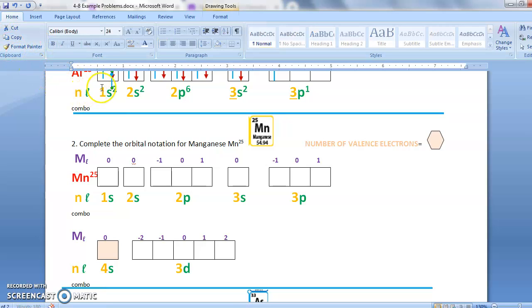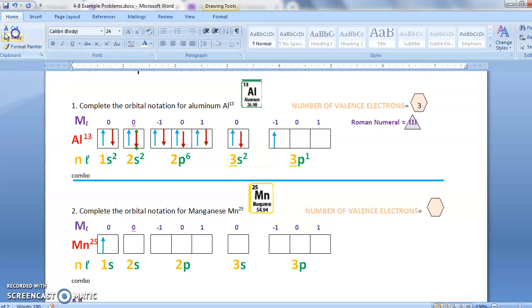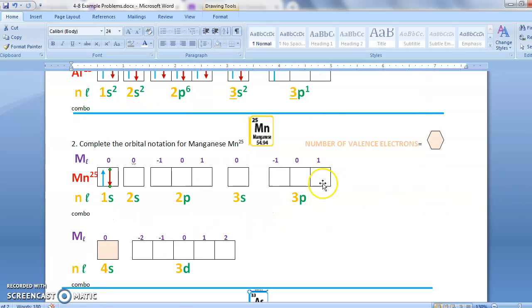So let's begin placing electrons. I start filling according to Aufbau, the lowest level first. I'm going to put 2 in the 1s. It's full. Aufbau now says move on to the next level.